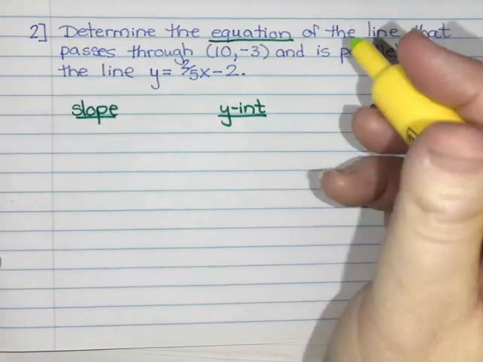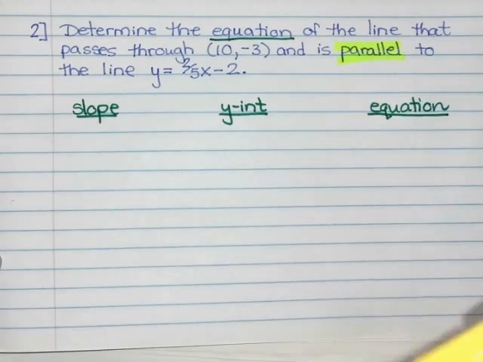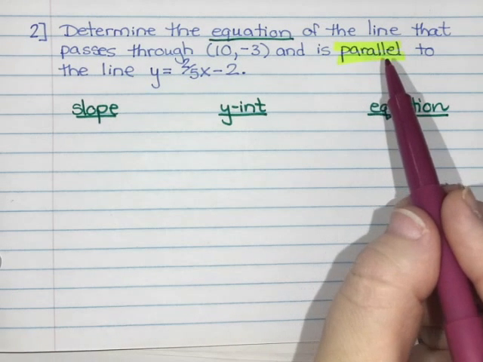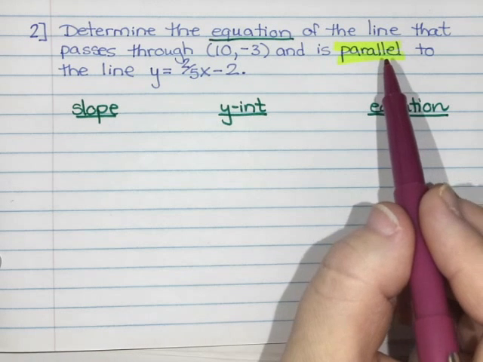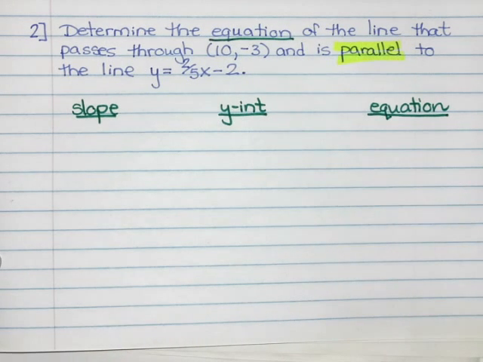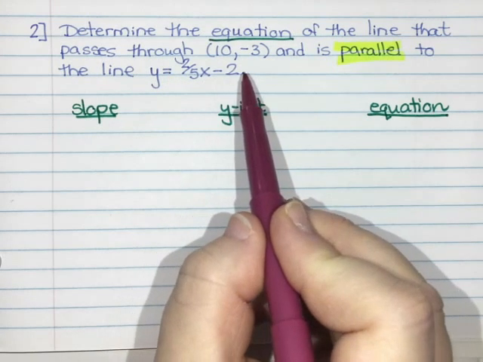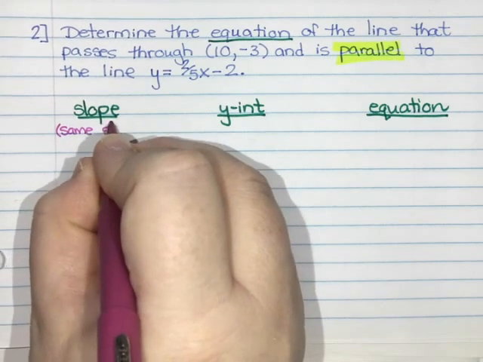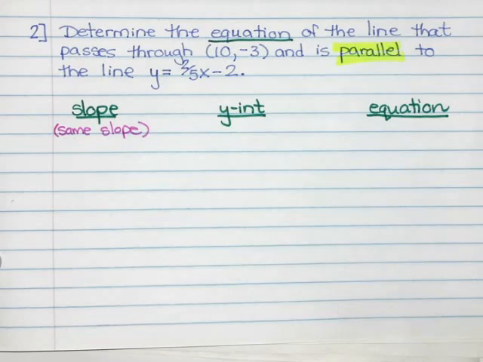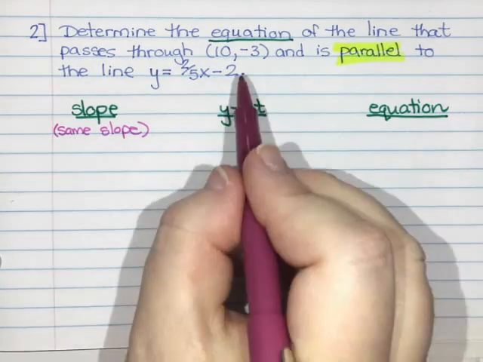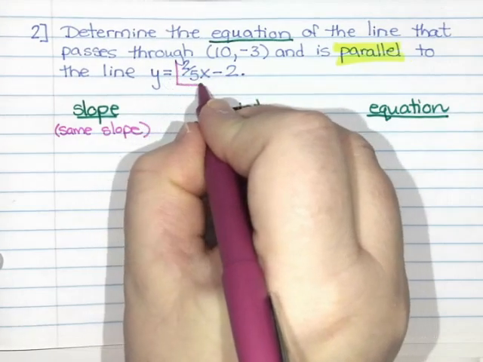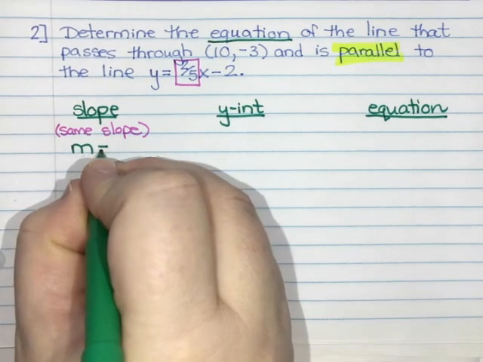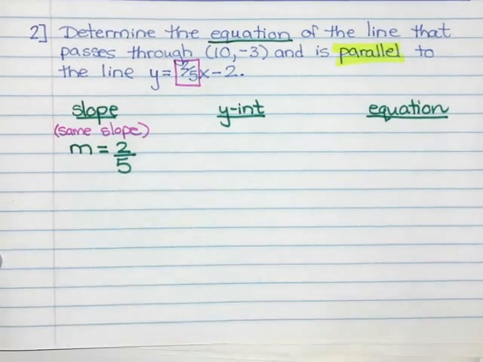And it's parallel to y equals 2/5 x minus 2. So because it's parallel, and we just learned that lines that are parallel have the same slope, that means that my new line is going to have the same slope as this line here. So I am just going to make a little note here that it is the same slope as y equals 2/5 x minus 2. So what is the slope of y equals 2/5 x minus 2? It is 2/5. So that means that my slope should be 2/5.